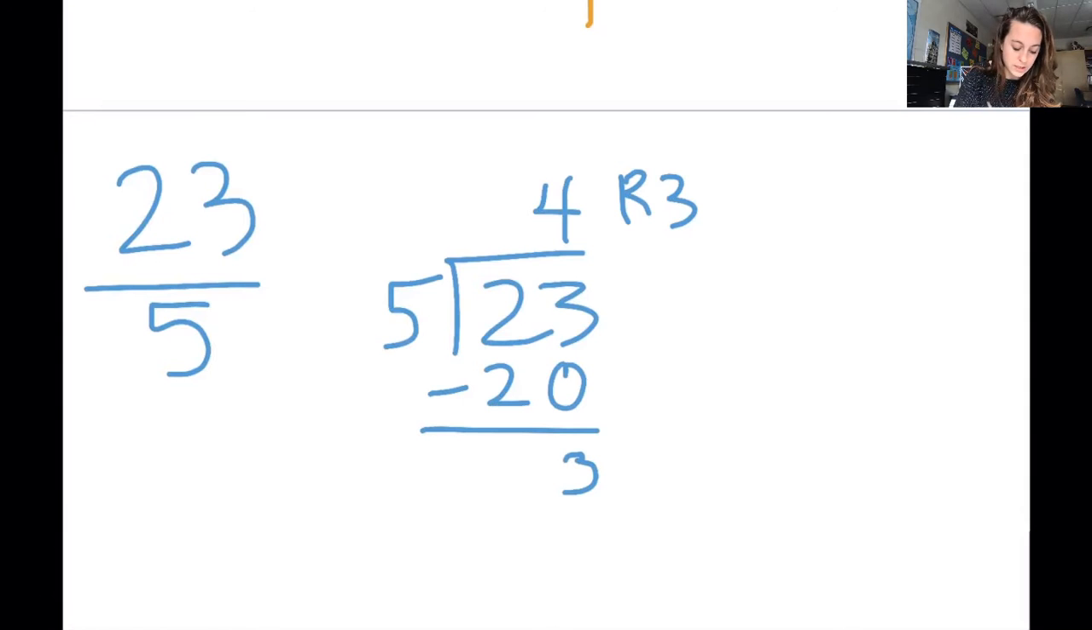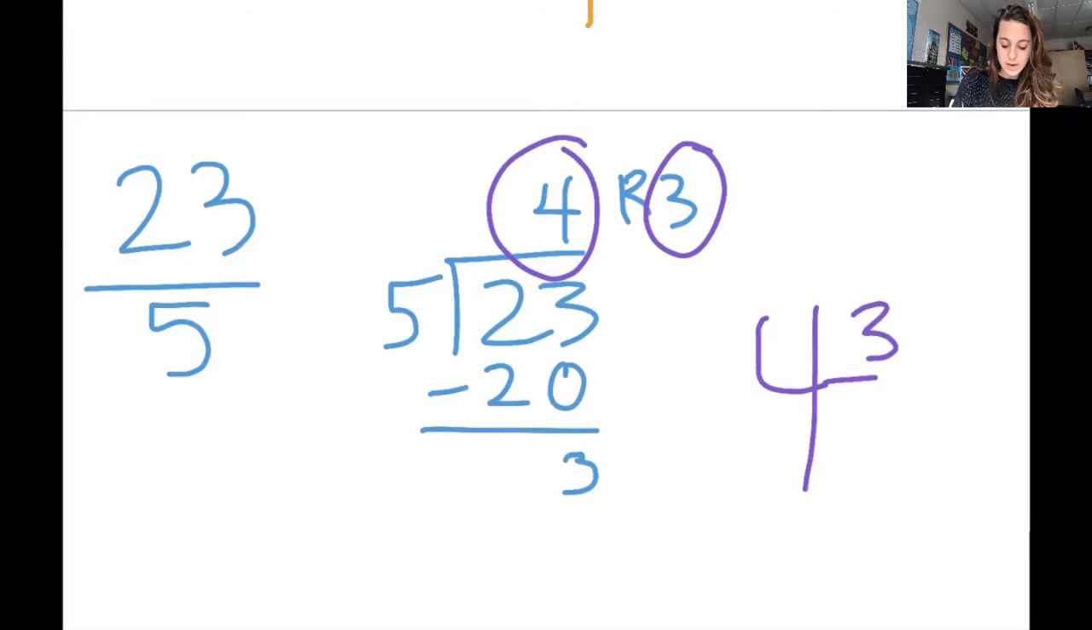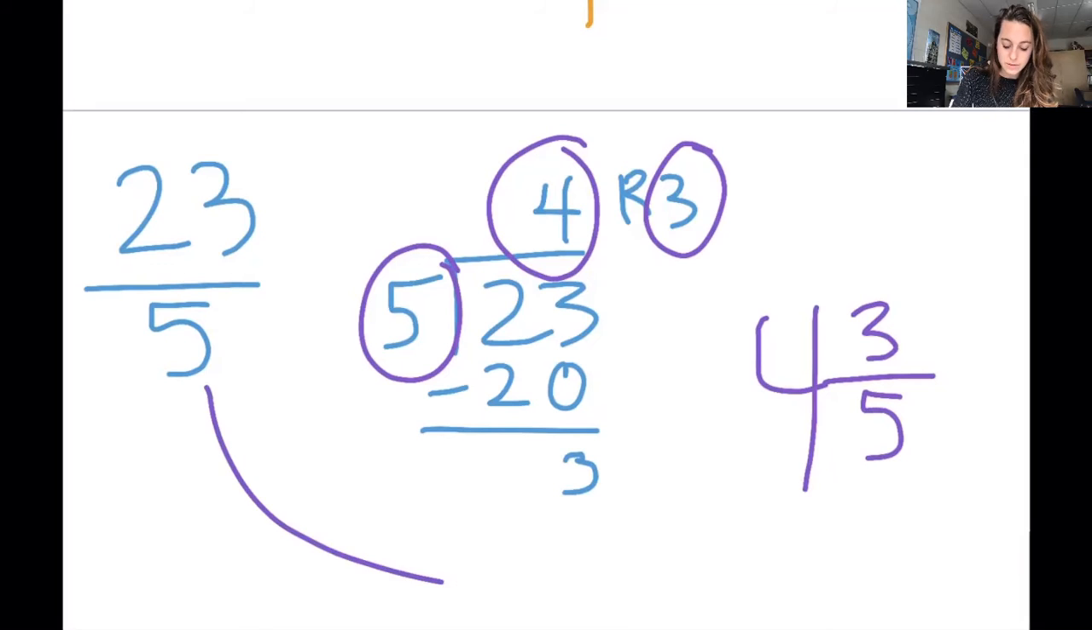We're going to convert these 3 pieces. Our wholes, 4 wholes. Our numerator, 3. Our denominator, 5ths. So 23/5 is equivalent to 4 3/5.